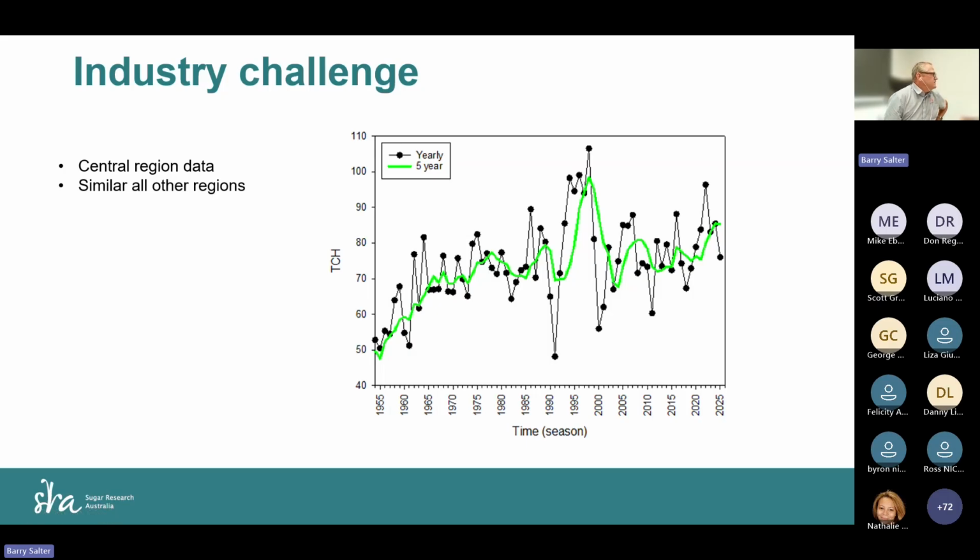And the reality is that the yield we produced in 1986 has only actually been beaten once in the last 20 years, and that was in 2022. So I see this as being one of the major challenges that the industry is facing. How do we actually get this curve to start trending back up again?